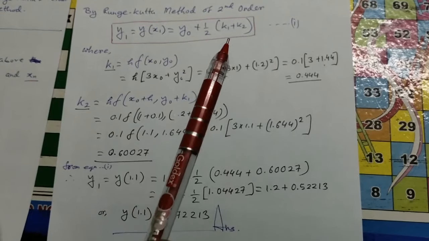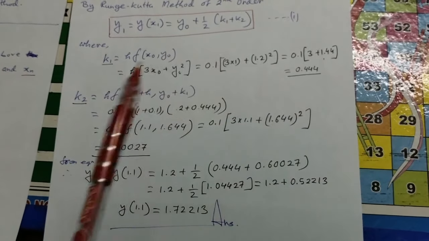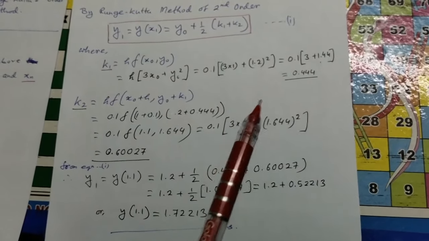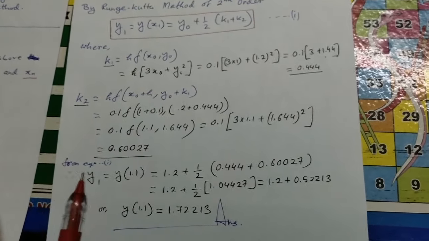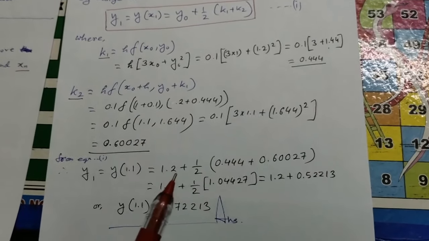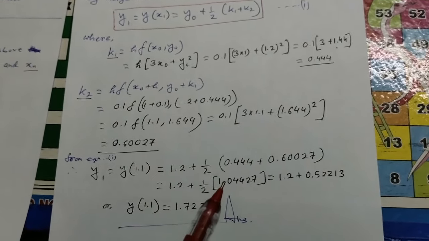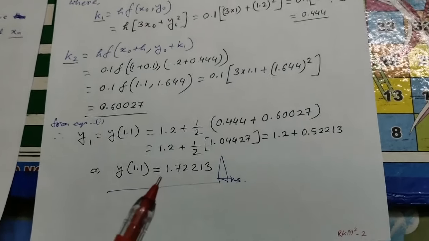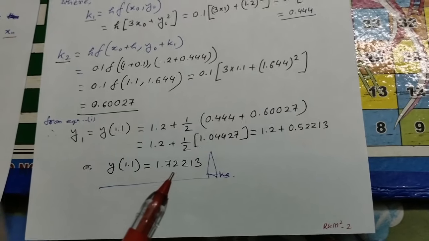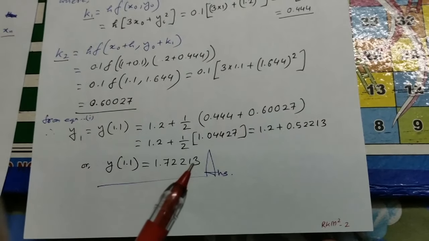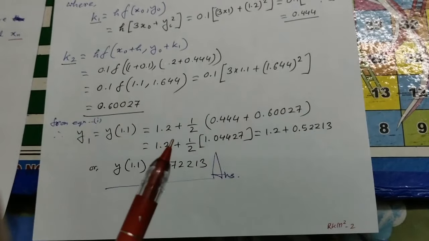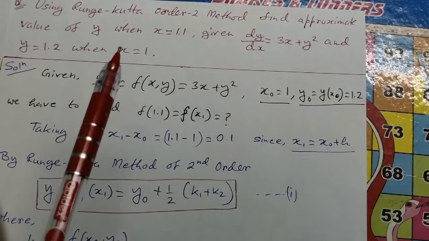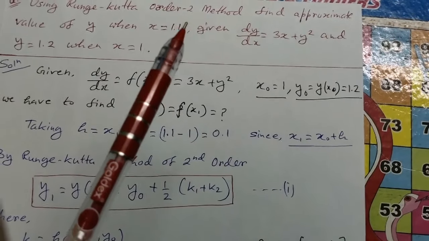Now from equation 1, y1 equals y0 plus half of (k1 plus k2). We already have all these values: y0 is given, and k1 and k2 we have already calculated. If we put all these values and calculate, y(1.1) equals 1.72213, right? And this will be our answer, because it was asked in the question to find the value of y when x equals 1.1.